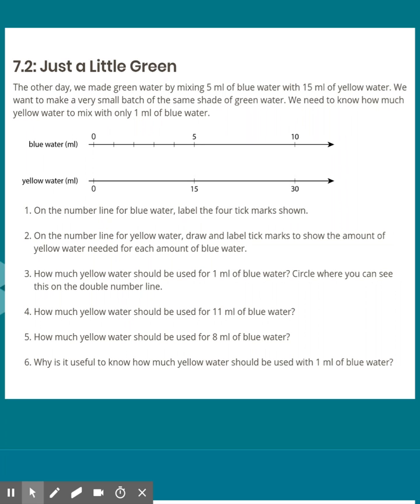We're also building to the idea that although the ratio given for the green water was 5 milliliters of blue to 15 milliliters of yellow, if we want to use just 1 milliliter of blue water, how much yellow does that take? So getting the idea of 3 milliliters of yellow per milliliter of blue. So getting towards a unit rate.